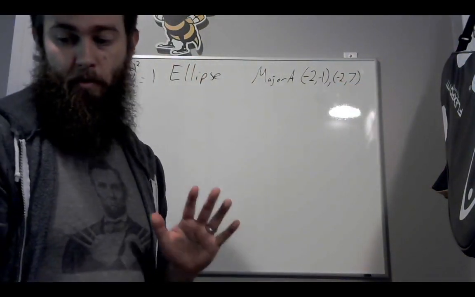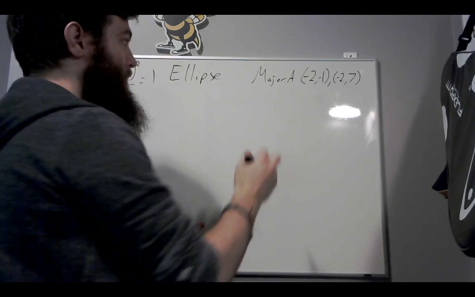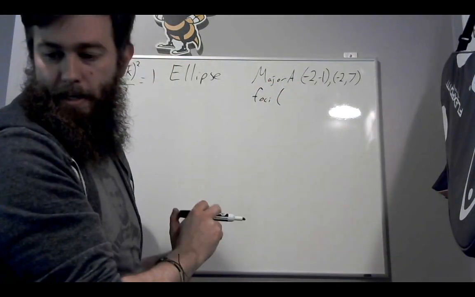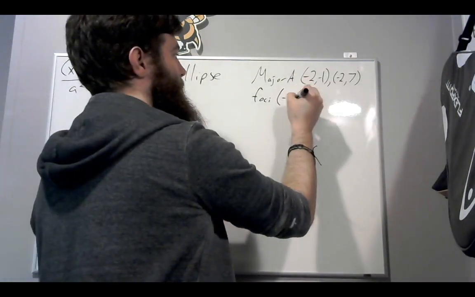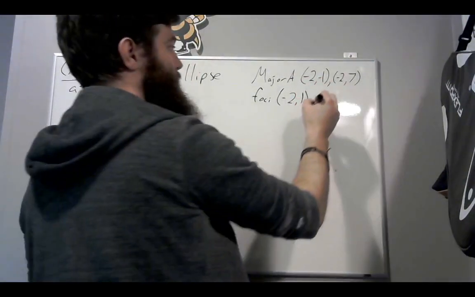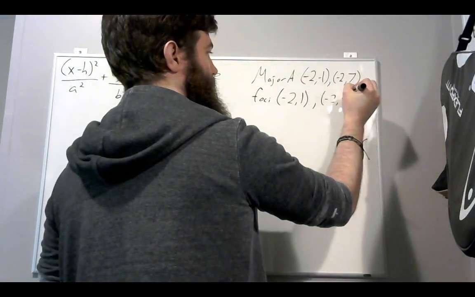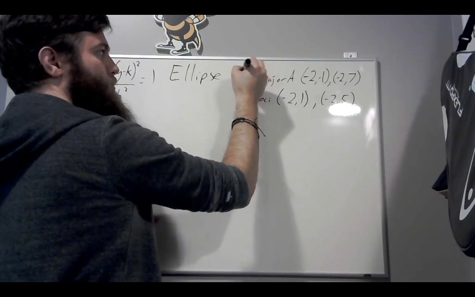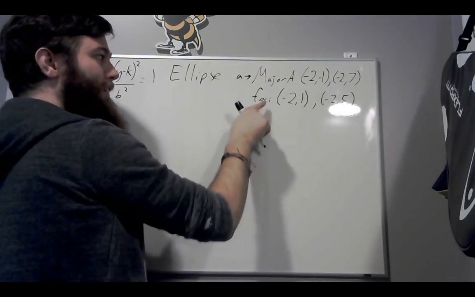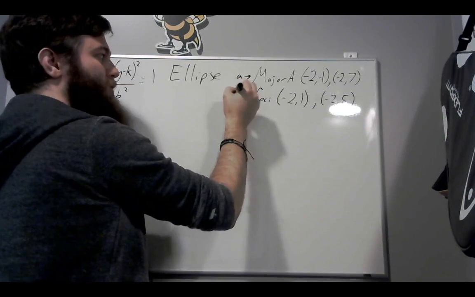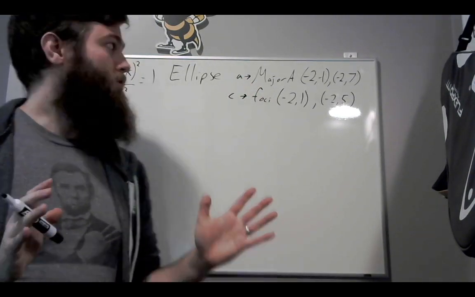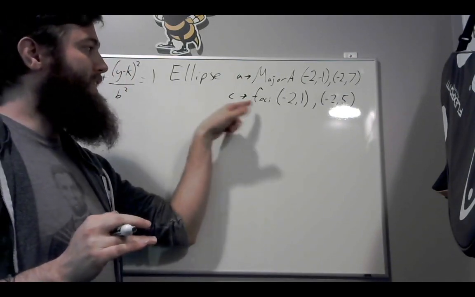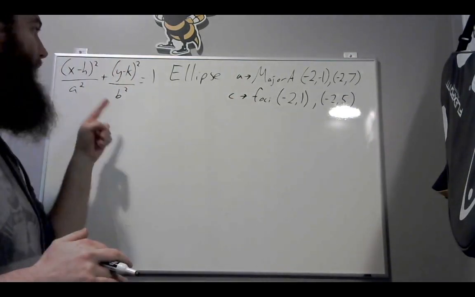We also were given foci points this time. So we were given foci, one at -2, 1, and at -2, 5. So again, major axis is telling you information about your A value. Foci are going to tell you about the C value. So we aren't given anything about our minor axis this time, which means we're going to need to use this C value to help us find B.